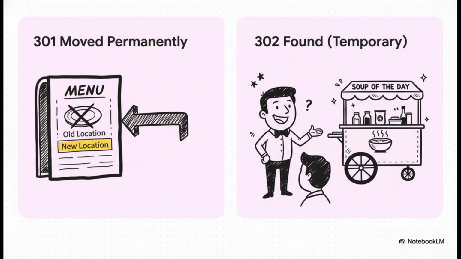Now this is where it gets really interesting. The difference between a 301 and a 302. A 301, moved permanently, means your favorite dish has a brand new, permanent home on the menu. Your browser actually remembers that for next time. But a 302 found is temporary. That's like the soup of the day being served from a special cart just for today. Tomorrow, it'll be right back where it usually is.